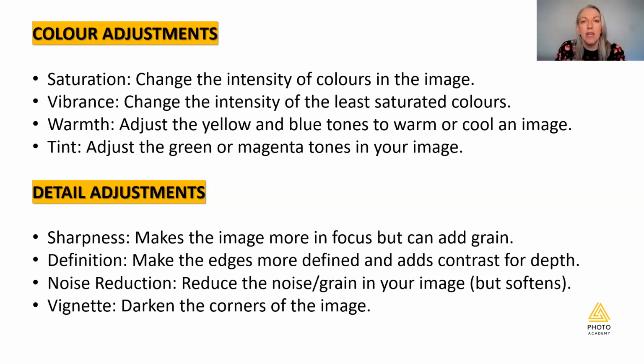Warmth then adjusts the yellow and the blue tones in an image, which makes it warmer or cooler toned. And then tint adjusts the green or the magenta tones in your image. It's not something you're going to use very often, but say, for example, you take a photograph in a field where there's bluebells, and it can make the overall image look very green, and maybe skin tones look a wee bit green. So you can adjust that slider to try and add some magenta back in just to even it out.